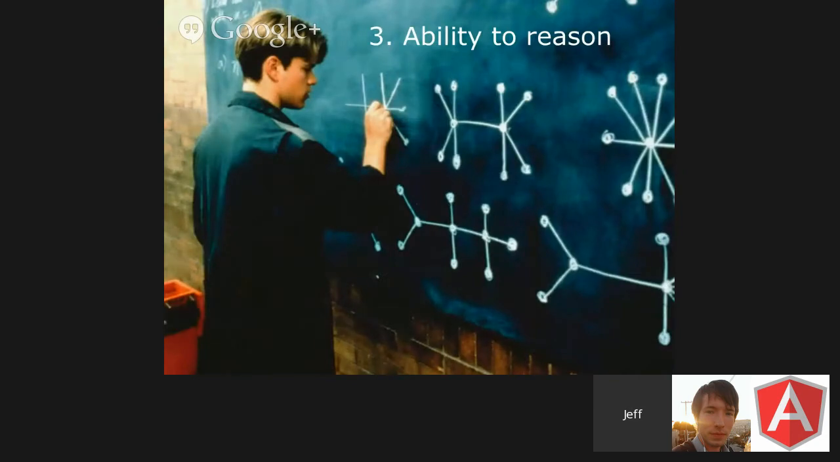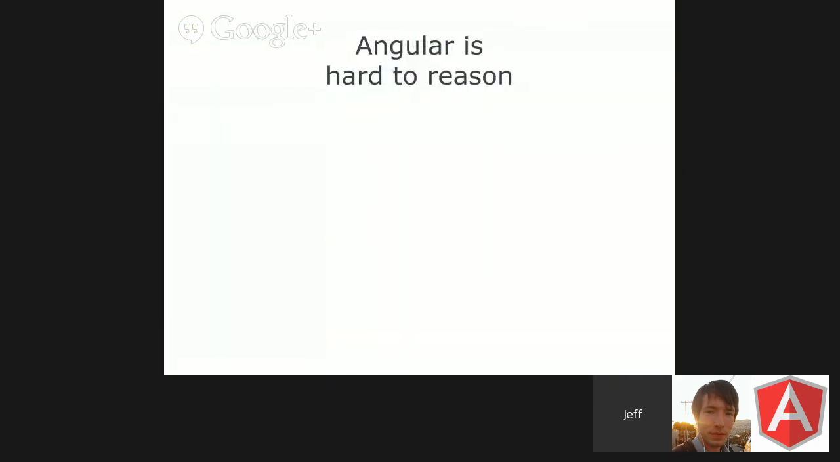All right, third thing, ability to reason. Now, some of you may wonder, what's the difference between learning and reasoning? Are they the same thing? Learning is when you're trying to figure out how something works, and you're learning it for the first time. Reasoning is that you kind of know how it works, but you've built something, in this case your Angular app, and you want to understand how your own app is running and what it's doing. And that can be hard sometimes.